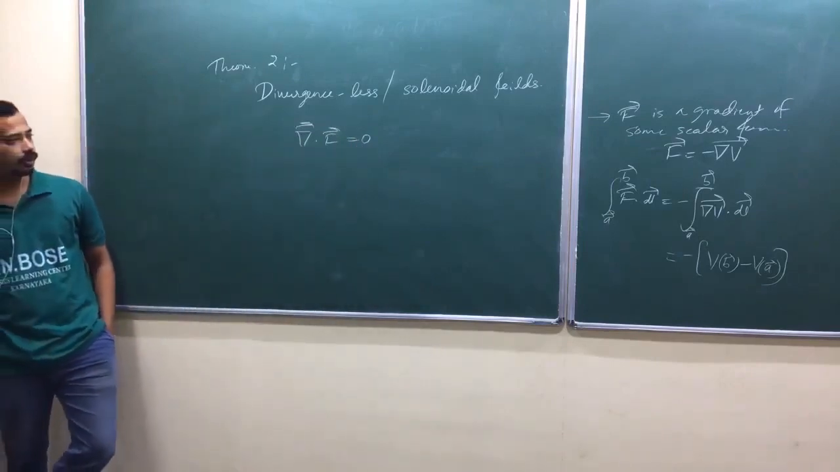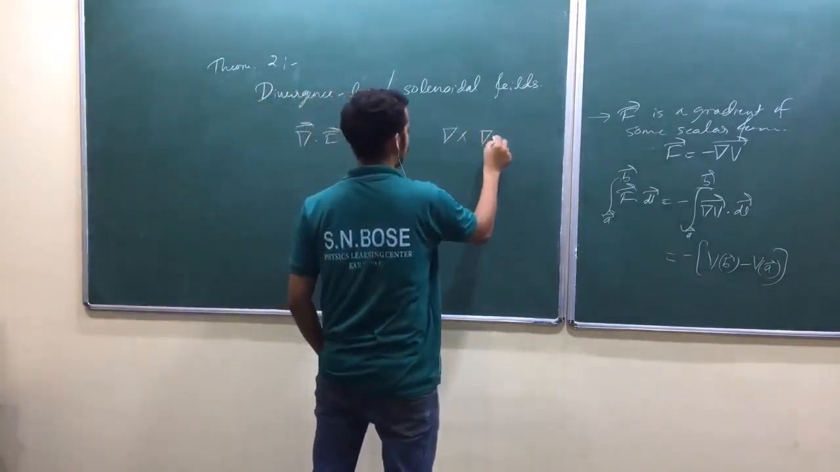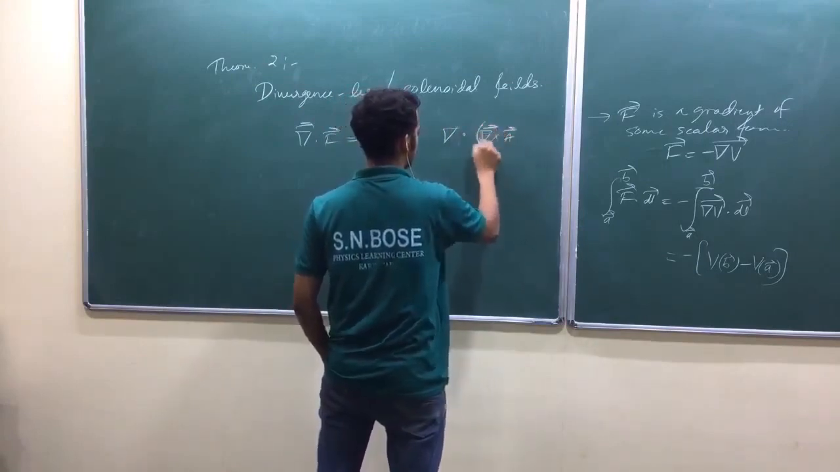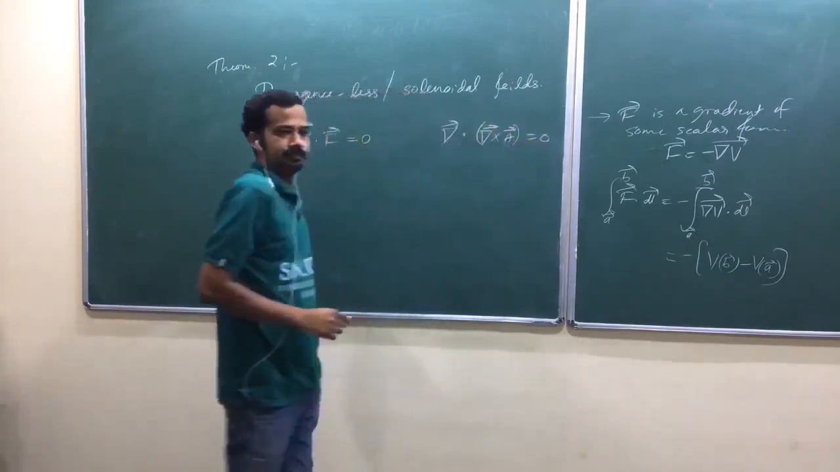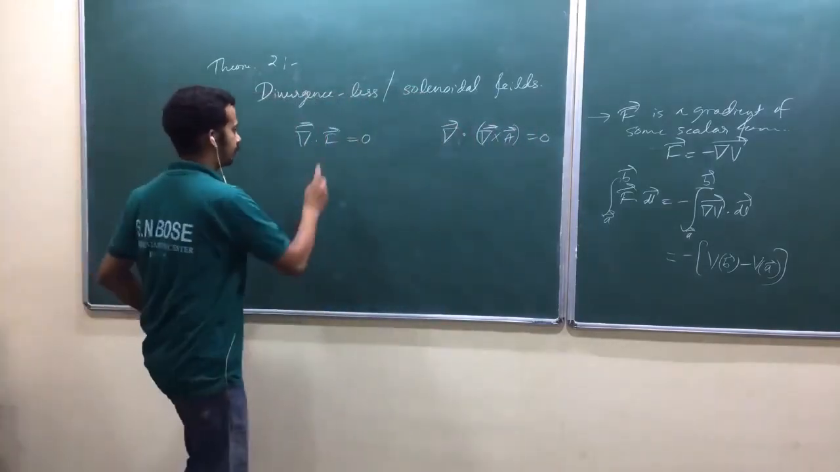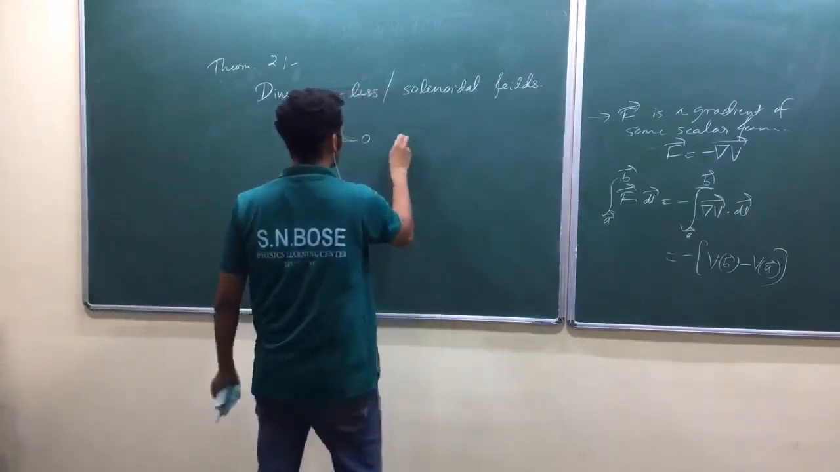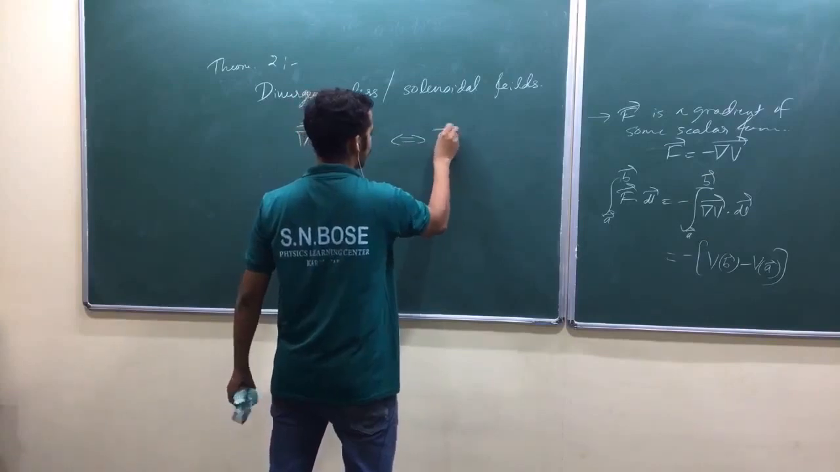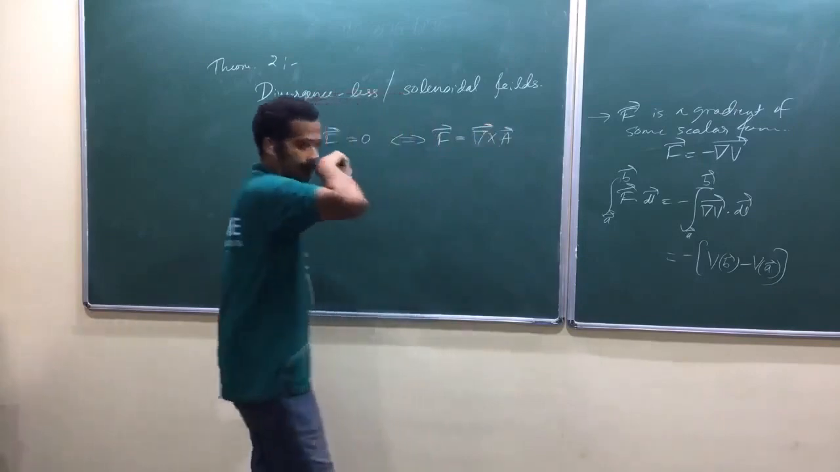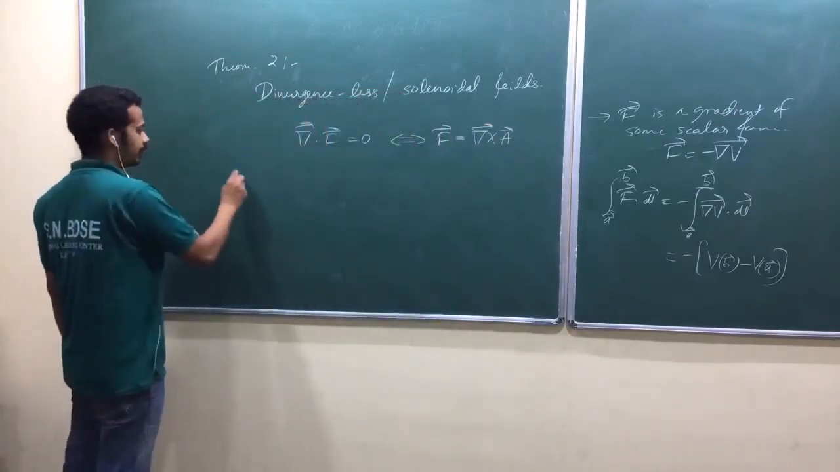Let me take that situation. So now, we have one statement earlier. Do you remember del dot del cross A equal to 0? Am I right? Divergence of curl equal to 0, isn't it? That's why, if del dot F equal to 0, that means F should be some curl of some other vector field. Is that okay? Now these statements are equivalent.